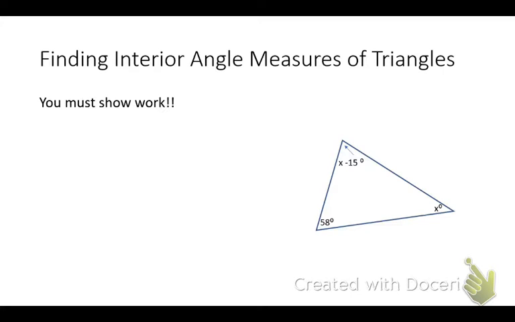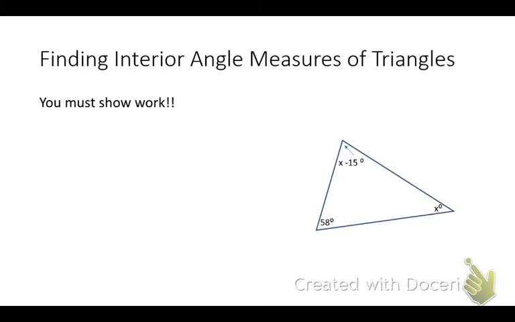All right, now, last problem for today. Find the interior angle measures of the triangle. That means all 3 angles. You have to tell me all 3 of them. Okay? So let's go ahead and solve this one. Find the interior angle measures of this triangle.